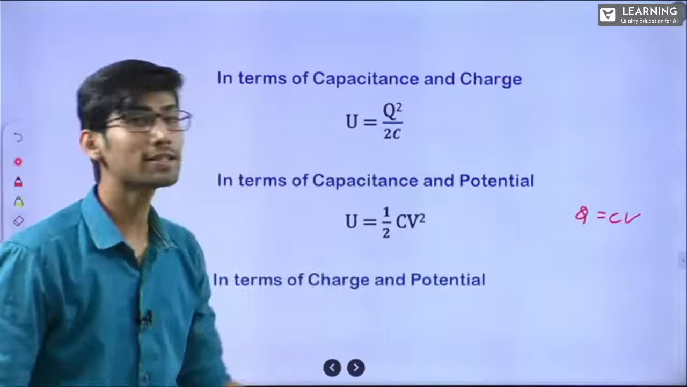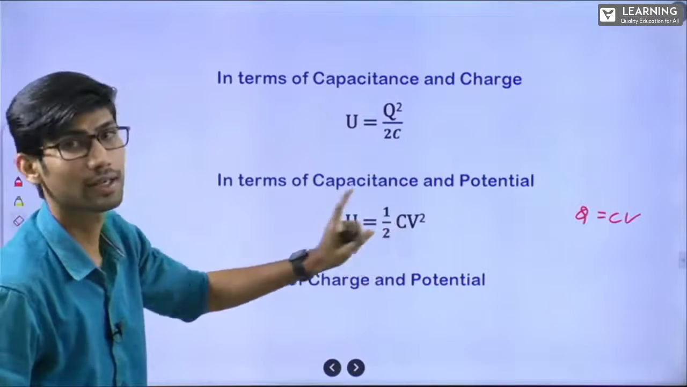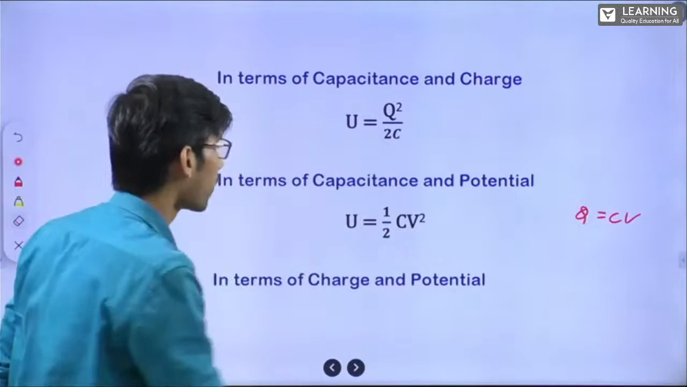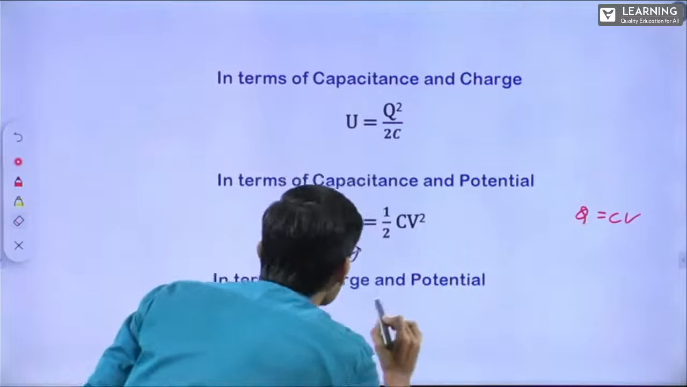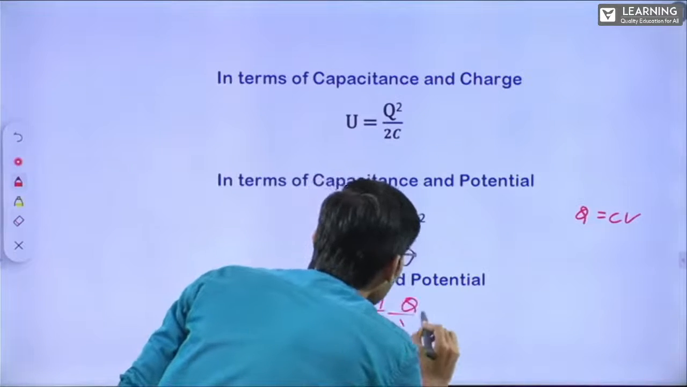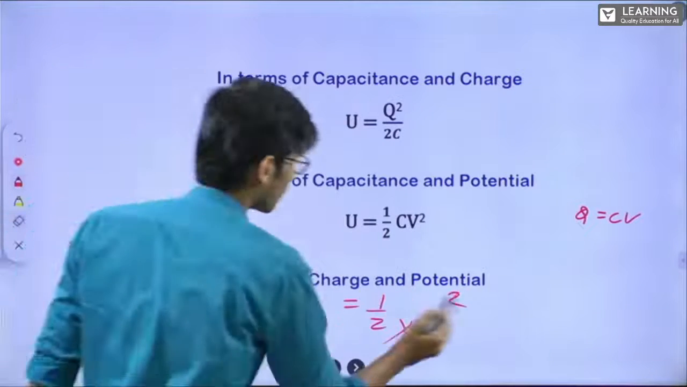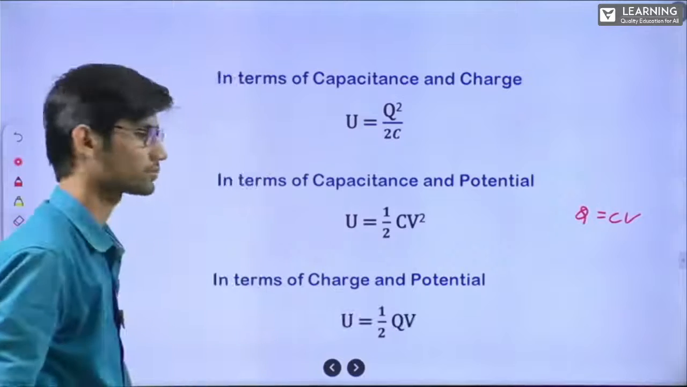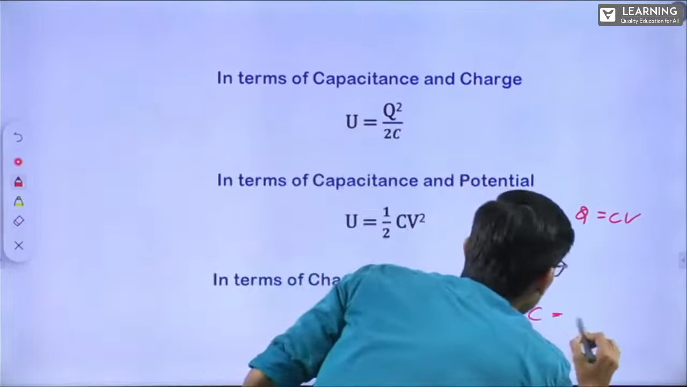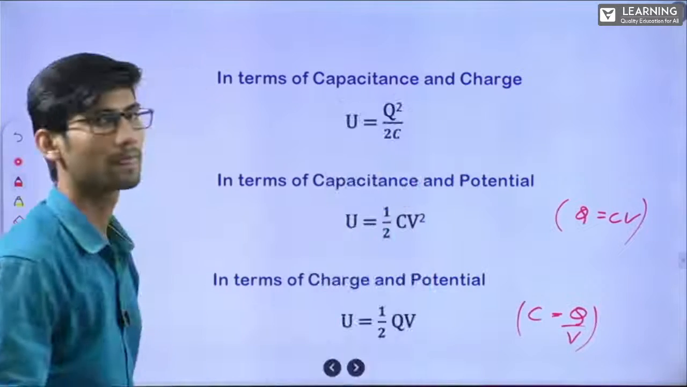In terms of charge and potential, now this capacitance I have to remove. For removing this capacitance, I can put capacitance as Q by V. So here if I put capacitance as Q by V, this will be U is equal to half Q by V, V square, V will cancel, half QV. Half QV, that is the formula. What I have put here is C is equal to Q by V, I have substituted.